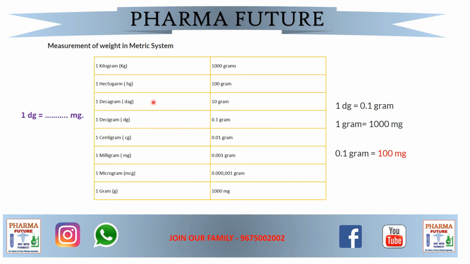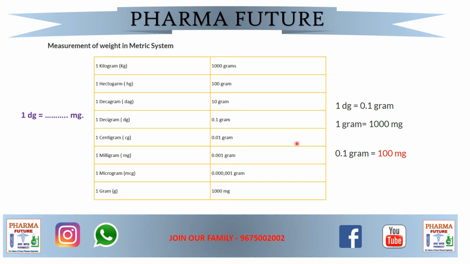There is always confusion between decagram and decigram, but decagram is written as DAG and decigram is written as DG. Then 1 centigram is equal to 0.01 gram, 1 milligram is equal to 0.001 gram, then 1 microgram is equal to 0.000001 gram, and finally 1 gram is equal to 1000 mg.